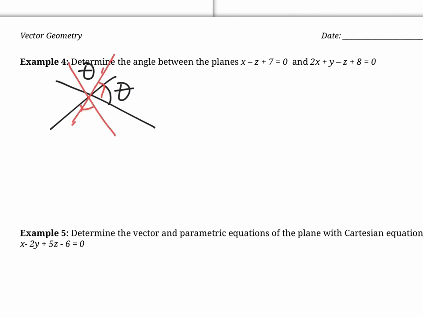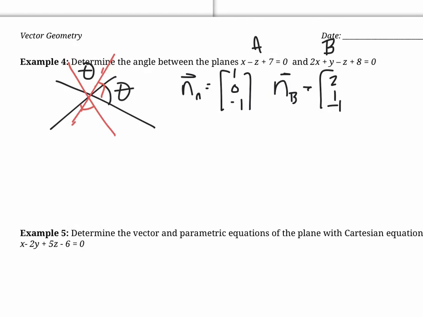So if we know the 2 normals of these vectors, if I call this plane A and I call this plane B, for example, I can find the normal of A is 1, and then there's no y component, so it's going to be 0, and negative 1. And then the normal of plane B is going to be 2, 1, negative 1. If I can find the angle between those 2 vectors, that will tell me the angle between the planes. So I'm going to leave that for you to do, because you know how to find the angle between 2 vectors. Hint, hint, use a little bit of dot product.